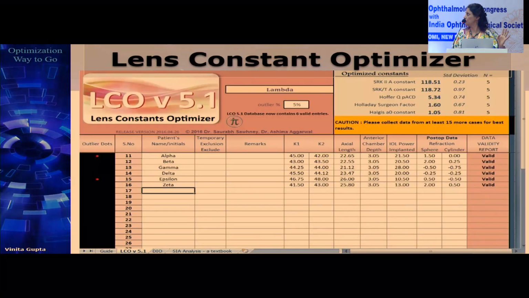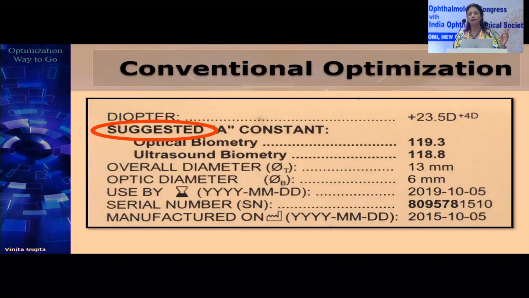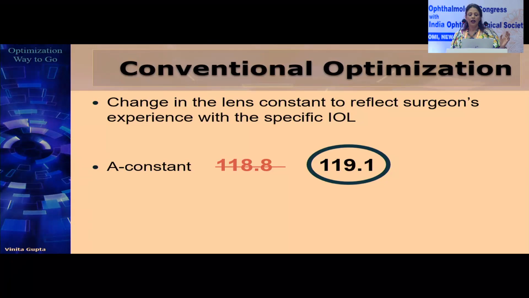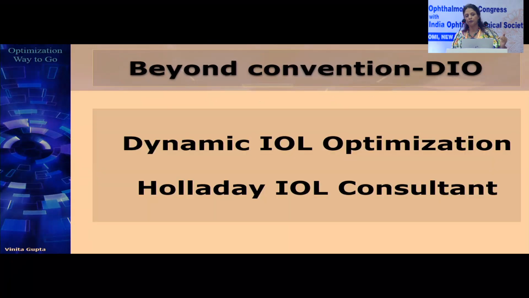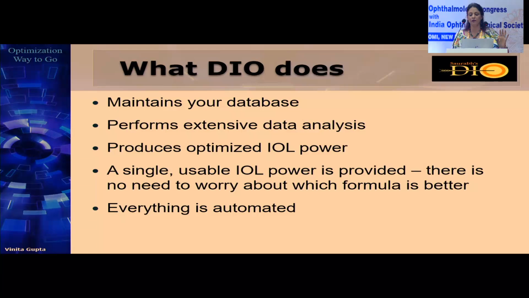So this is the format of the lens constant optimizer. How does it work? It gives you a suggested A constant, through conventional optimization of the optical and the ultrasonic biometries. Beyond this conventional optimization, we have something called DIO, which is another software developed by the same person I am talking about, Dr. Saurabh. And again, we have the Holladay IOL Consultant, which are both available softwares, and both are paid. They are not available for free, as compared to the lens constant optimizer, which is available for free.